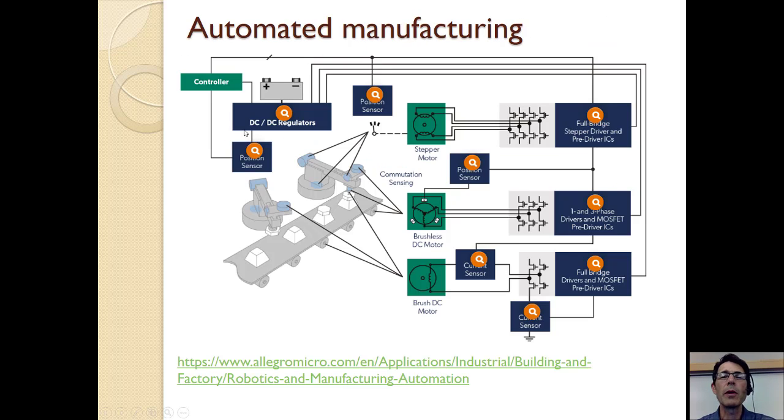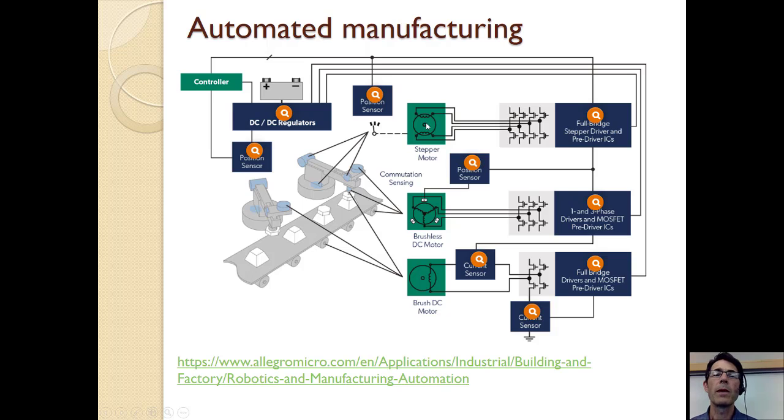So here's an example of a generic block diagram of a generic manufacturing system. Typically in manufacturing, you've got some robotic motion control, you've got some conveyors, parts being made, and the different technologies involved. There are 3 different types of motors that you're going to find, the most common types.